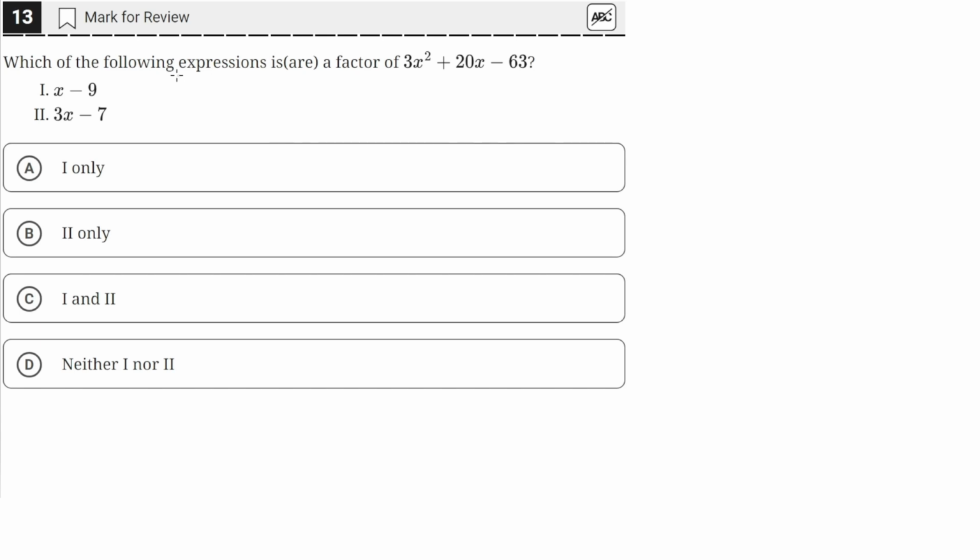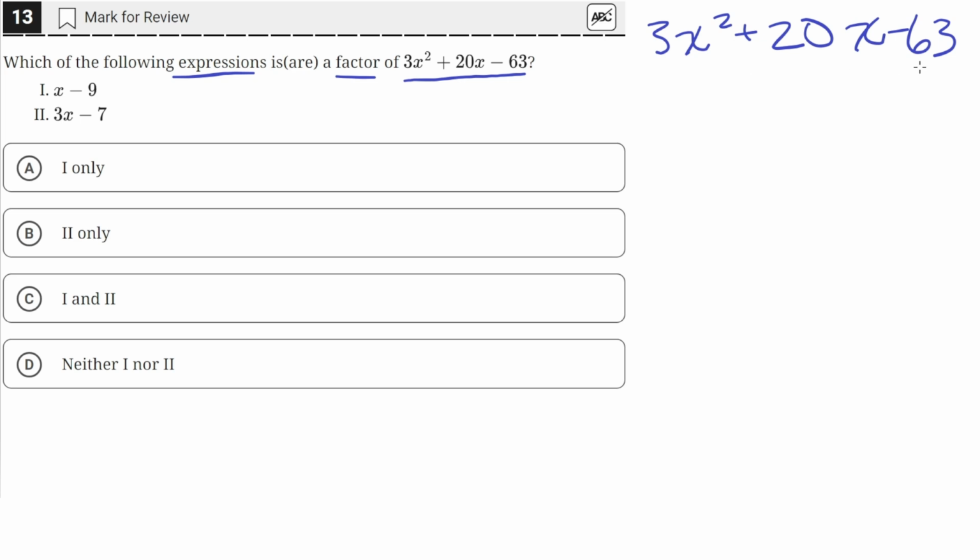Which of the following expressions is a factor of 3x squared plus 20x minus 63? These are the two options. So we need to factor this quadratic right here and see whether either of these or both are its factors. So we have this quadratic here, 3x squared plus 20x minus 63, and we need to factor this.